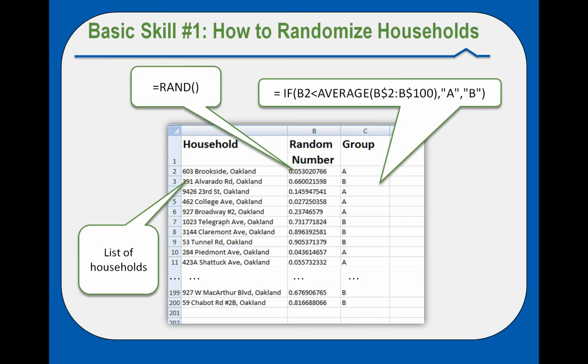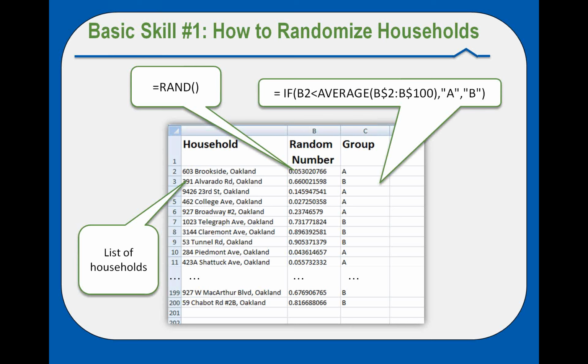So imagine that you have a list of households. What you could do is you could just flip a coin for each household and say, heads, that household goes into group B, tails, that household goes into group A. But for me anyways, flipping a coin isn't that easy. I always drop it. So an easier, more automatic way of randomizing is to use Excel. Excel has a random number generator, and so you can just create a random number for each household and then put all the households that are in the lower half into group A and all the households that are in the upper half into group B.